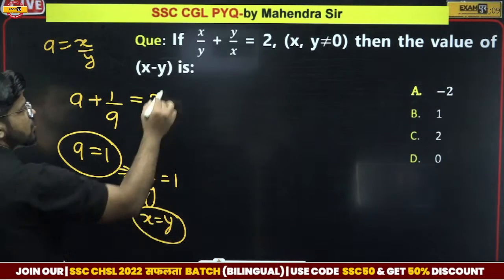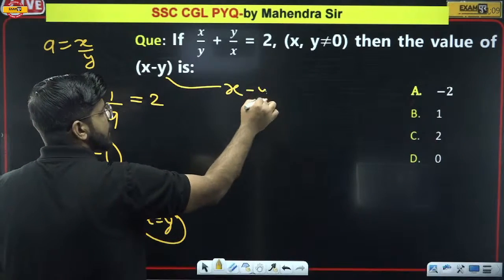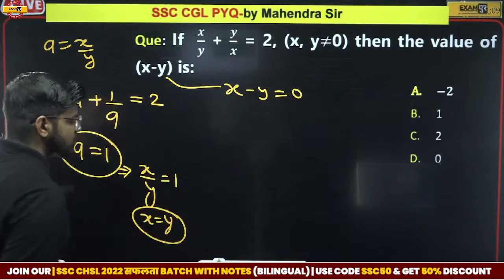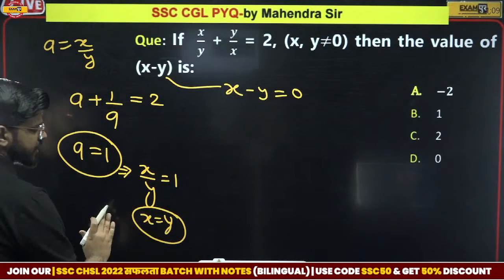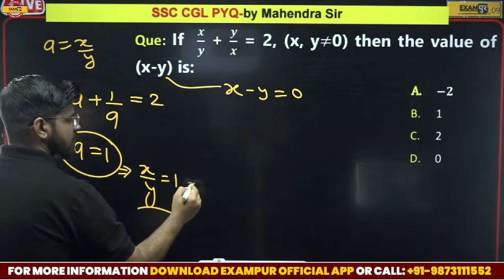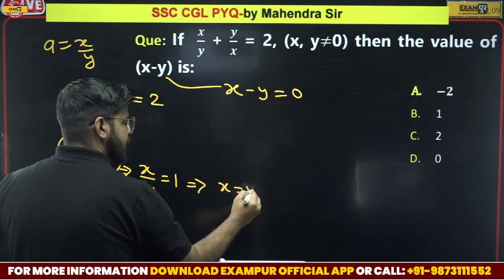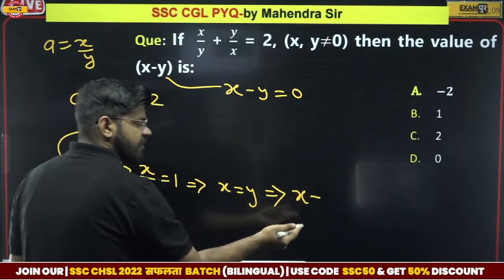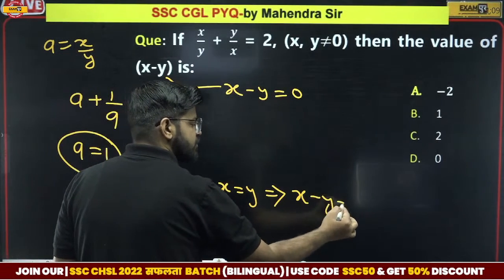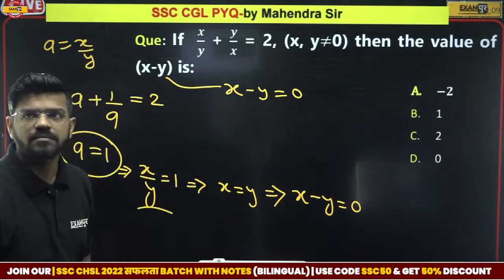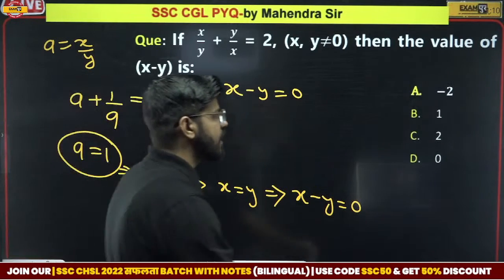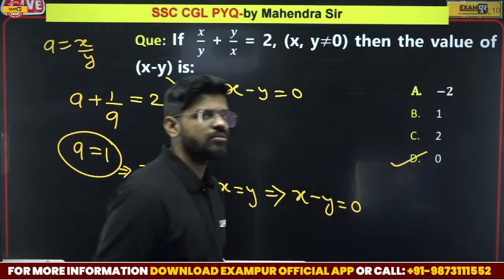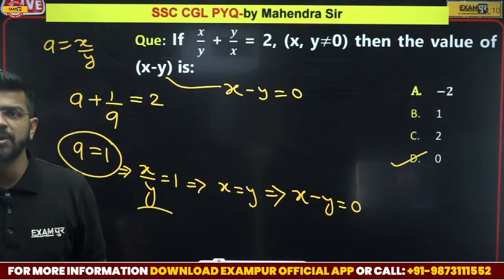And if x is equal to y, then x minus y is equal to what? 0. Yes or no? Just take the y to the LHS. So x minus y is equal to 0. If x and y are equal, then x minus y is equal to 0.